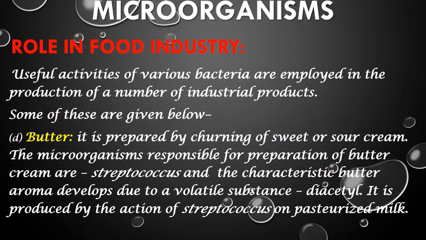Another product is butter. It is prepared by churning of sweet or sour cream. The microorganisms responsible for preparation of butter cream are Streptococcus, and the characteristic butter aroma develops due to a volatile substance, diacetyl. It is produced by the action of Streptococcus bacteria on pasteurized milk.